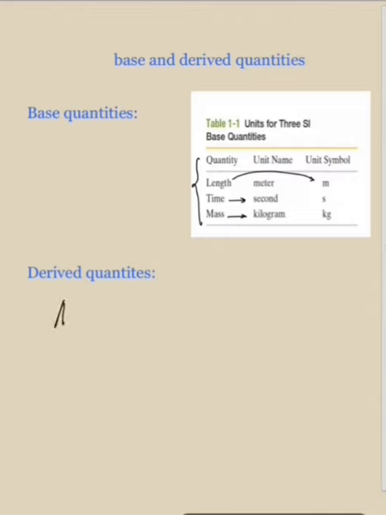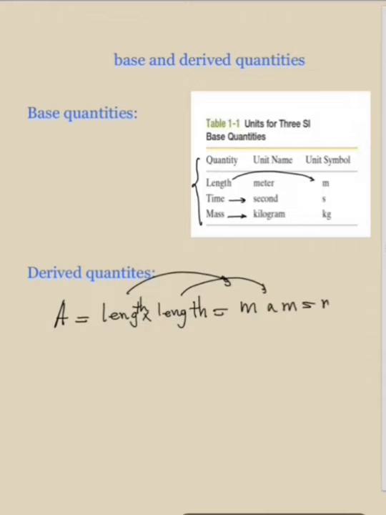For example, area is the multiplication of length times length. We know that the unit of length is meter, so the unit of area will be meter squared. What about volume, for example? Volume is the multiplication of three lengths. So the unit of volume is meter cubed.